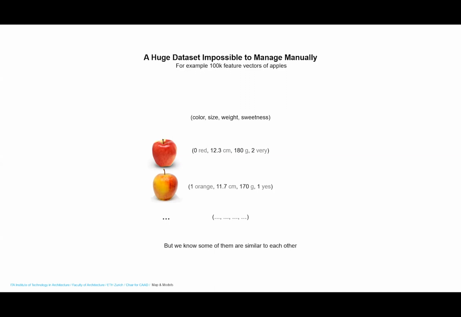But we know that some of them are similar to each other, which means that if we define a threshold of Euclidean distance, we can group some of those apples together so that they belong to one group. For example, the red and the orange apple could be similar, and the yellow and the green apples could be similar. The training of the SOM is actually the automated mechanism that does this clustering or grouping automatically.